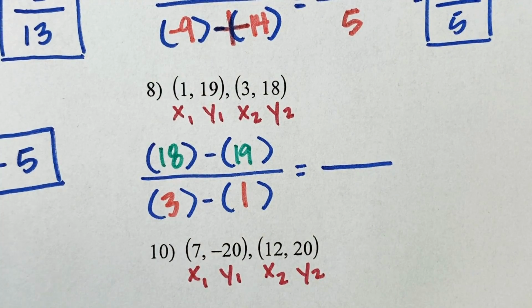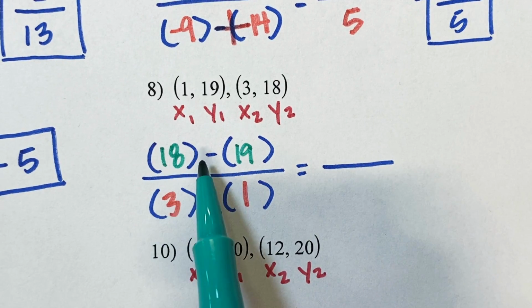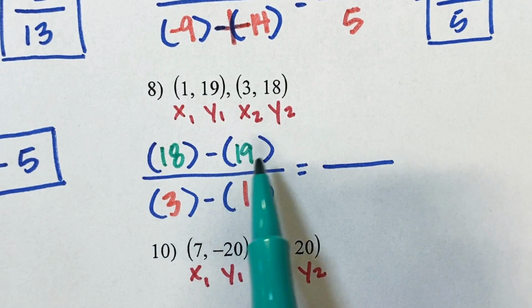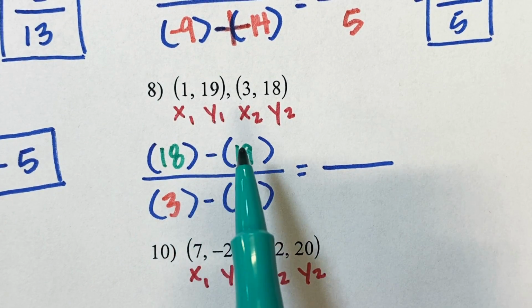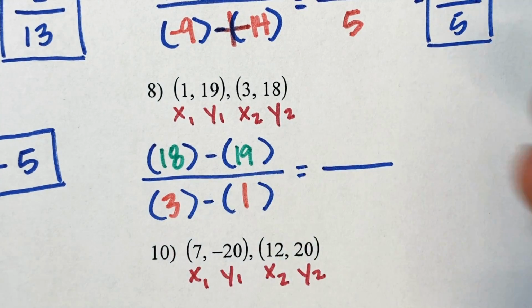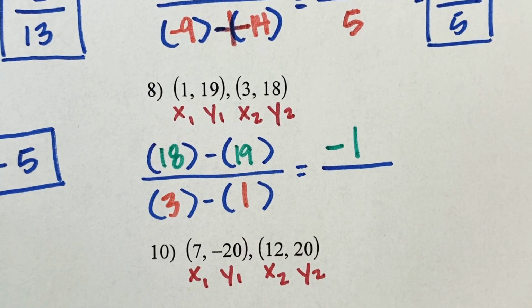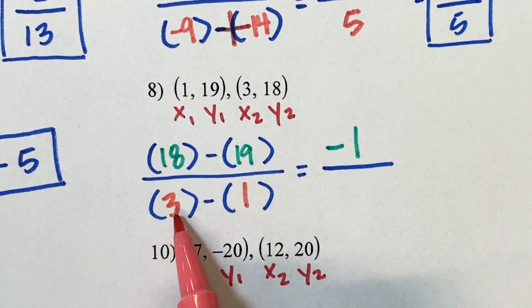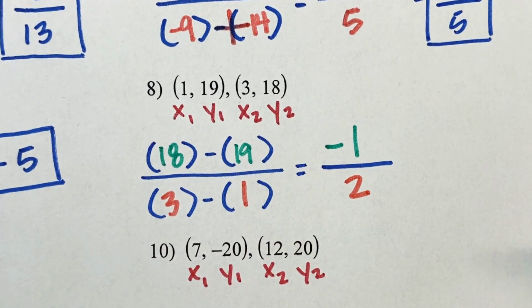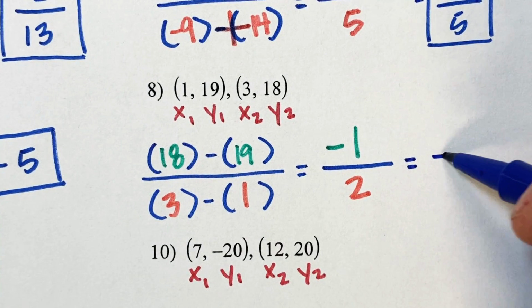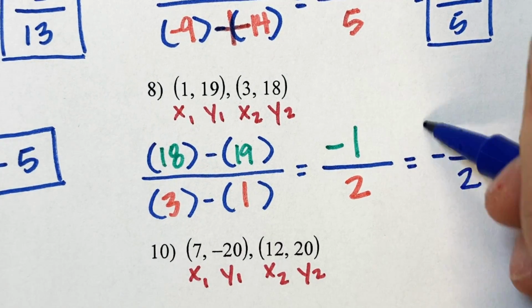Okay, so let's go ahead and solve. On top we have 18 take away 19. We're taking away more than we have, so we're going to be in the negatives. What is 18 minus 19? It's going to be negative 1. Okay, let's look at the bottom. What is 3 minus 1? That's going to be 2. Okay, we can't reduce this down anymore, so our final answer is just negative 1/2.